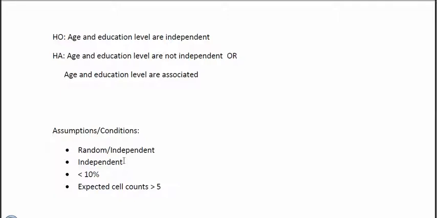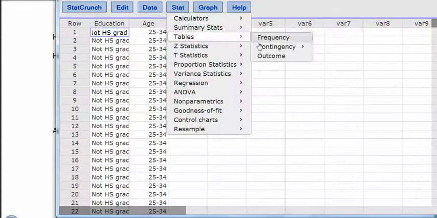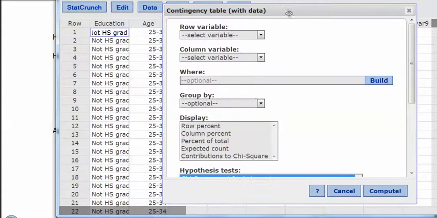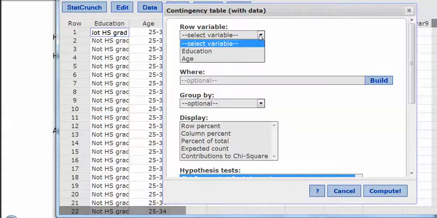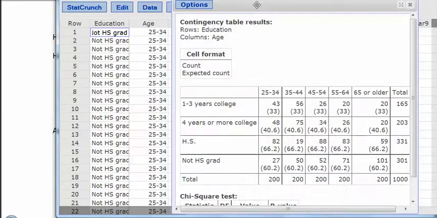And we'll find out in a minute how many total people are in the table, but it's certainly less than 10%. We need to check the expected cell counts, and we're going to use StatCrunch to do that. So let's go to Stat, Tables, Contingency, With Data, because we have the data. We want to pick the row, which is going to be the education level, and the column is going to be the age. Under display, I'm going to select expected counts because I want to make sure they're all greater than 5.